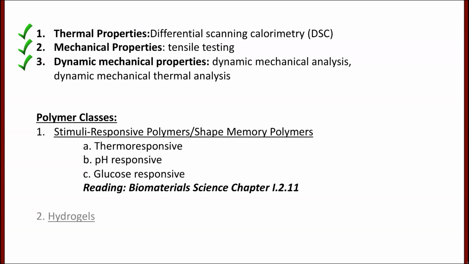There are also, as we'll come across as we go along, some different ways that we can modulate the temperature switching. So a common way for the temperature switching is to use something we call an LCST, which is a lower critical solution temperature.